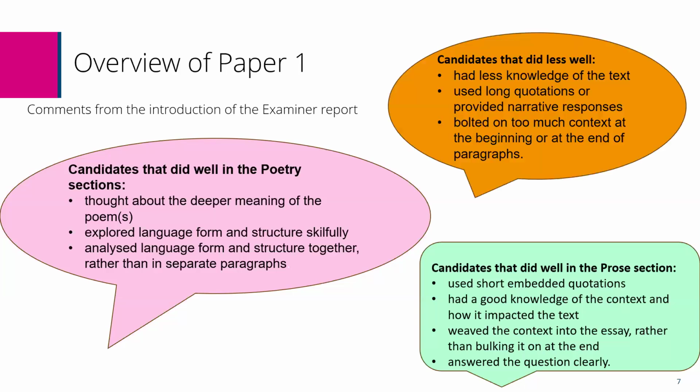What did they do less well? They had less knowledge of the text. They used long quotations or provided narrative, descriptive responses. And they bolted on too much context at the beginning or at the end of paragraphs. It's the candidate who does the mini history lesson, if you like, who tends to be less successful. So these are big picture. We are going to go into more depth.